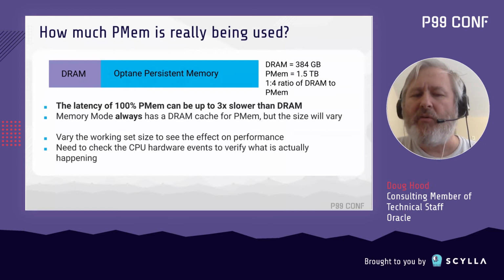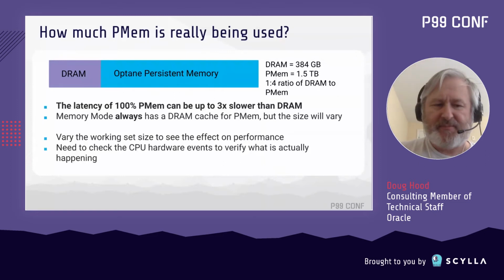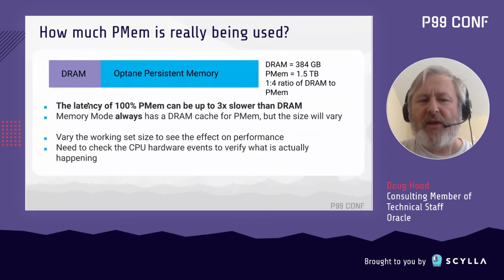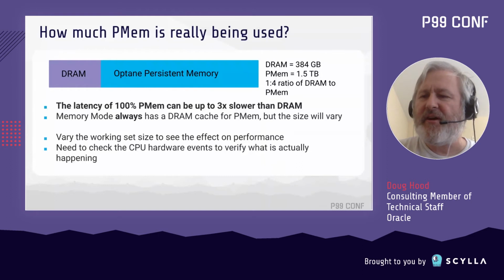So what does that really look like in practice? I did a series of tests to vary the working set size to see how it affects performance. Now, one of the things is, because this is all happening automatically, you don't really know what's happening because Intel's made that transparent. So you really need to look under the cover using hardware events to verify that what you think is happening is actually what is happening.